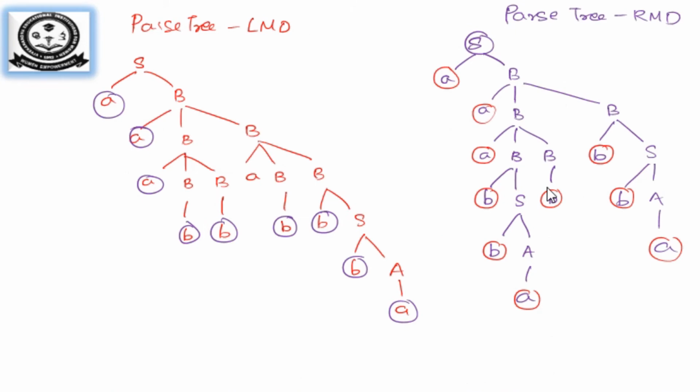So with the previous LMD and RMD derivations, we have constructed the parse tree based on how it has been derived. So this is the parse tree for the given problem. Now we will see an example.